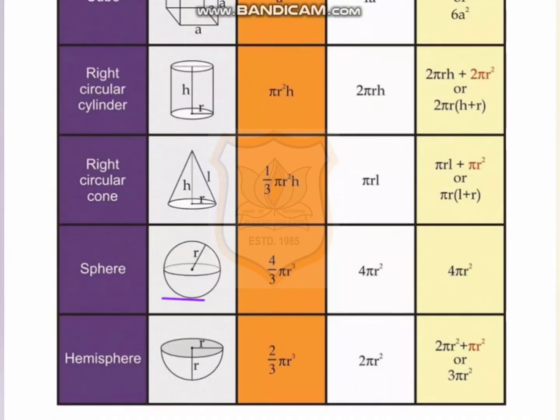Sphere. Volume is 4 by 3 pi r cube. Surface area, that is curved surface area, is 4 pi r square. TSA is also 4 pi r square. Hemisphere. Volume is half of the sphere, meaning 2 by 3 pi r cube. Curved surface area is 2 pi r square, and TSA is 3 pi r square.